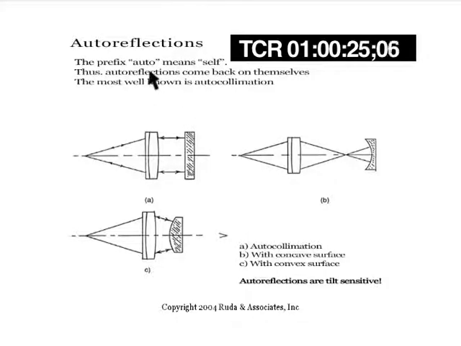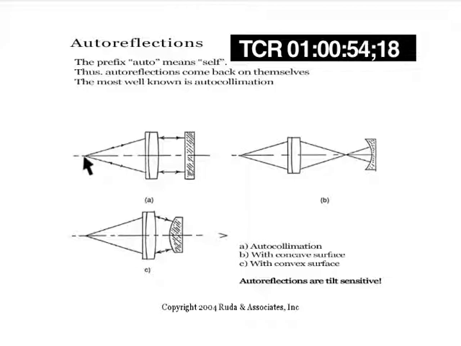The prefix auto means self. So for example, automobile is a device that gets around by itself. Automatic is something that takes care of itself. Autoreflections are reflections that come right back on themselves. Probably the most famous autoreflection that most people who work in an optics lab are aware of is autocollimation, which is simply a collimated beam that comes back on itself.